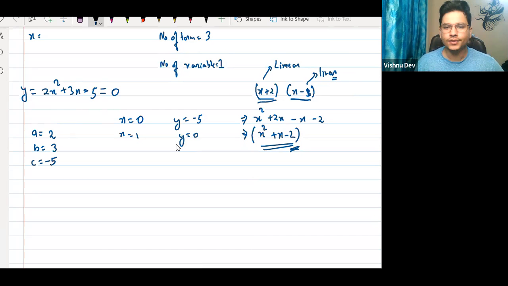So see, for x is equal to 1, the value of y is what? 0. Can I say, sir, x is equal to 1 is the solution for this equation? It is one solution. Yes, sir. Anyone have any doubt? No doubt, sir. Okay, wait. I will explain.